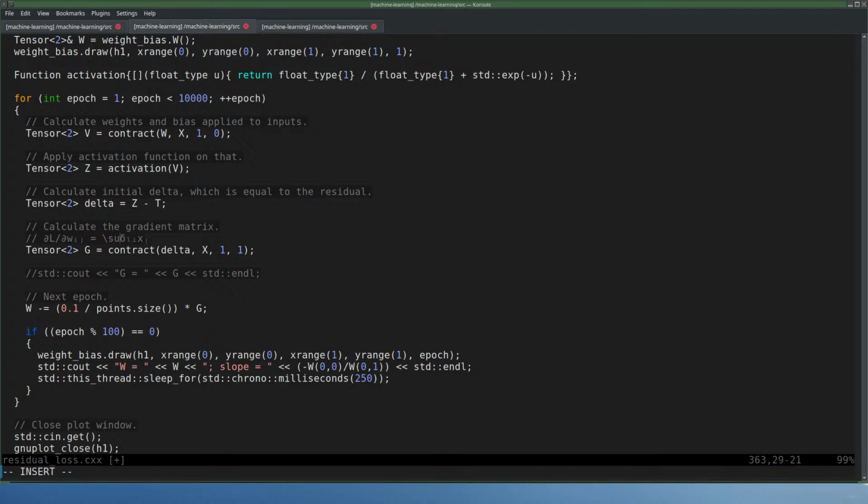That's like a sum overall samples divided by the number of samples, but we do that in the next line.